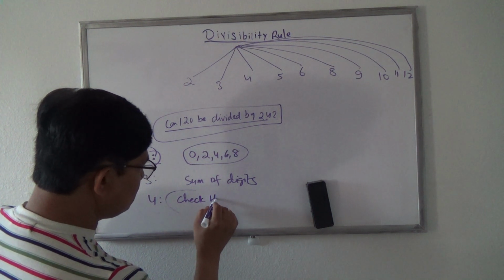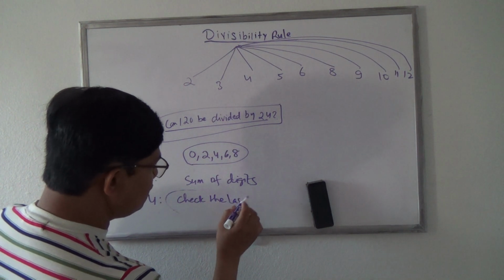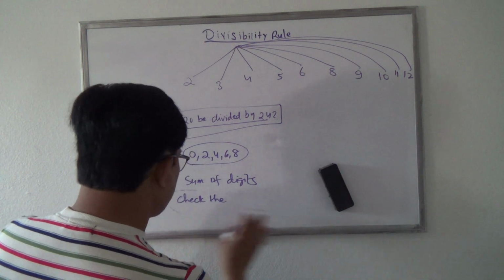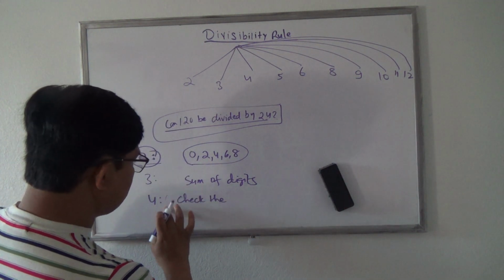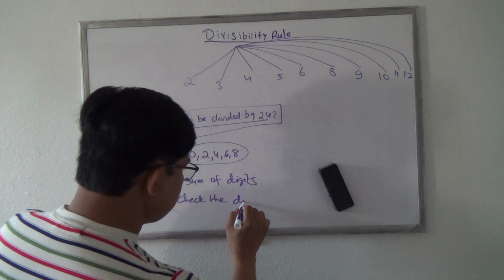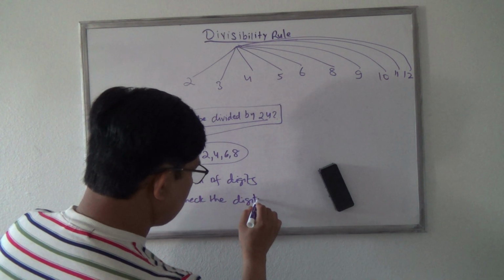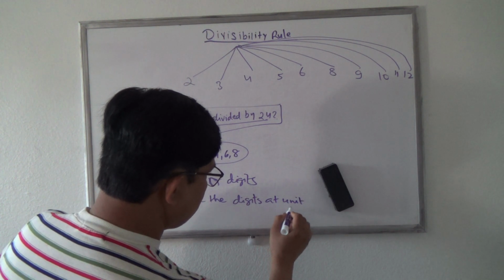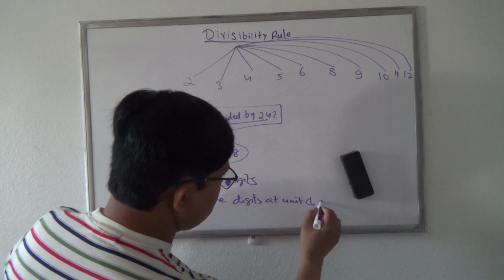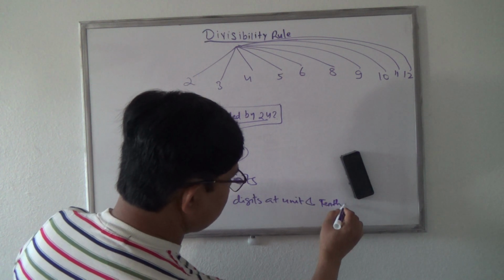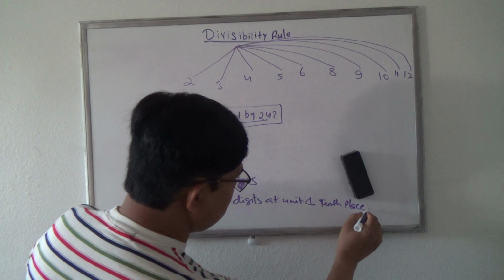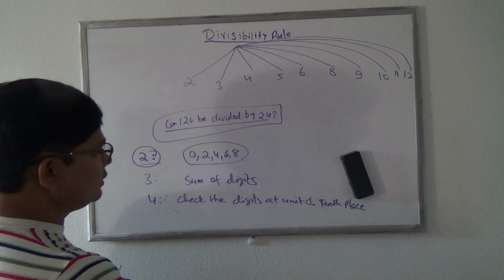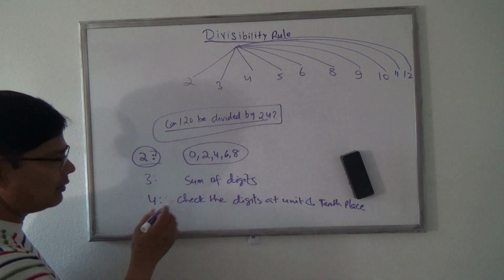Instead of saying last, because some people start from this side, say check the digits at the unit place and tenth place. If that can be divided by 4, you are sure that you can divide that number by 4.